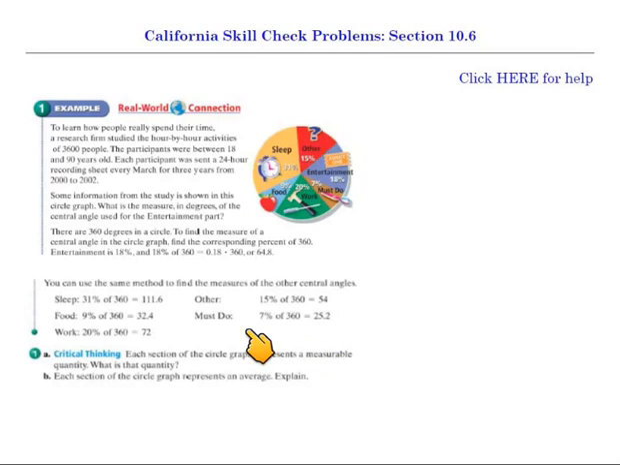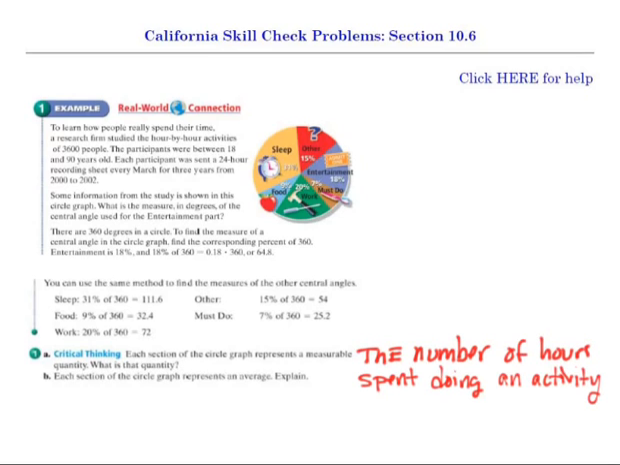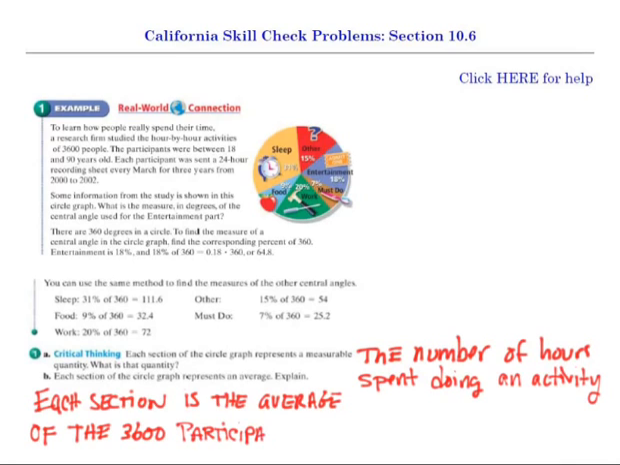And so we're asked down here, each of the circle represents a measurable quantity. What is that quantity? Well, that quantity is the number of hours that were spent doing something. So we could add up for all of the 3,600 people how much time they spent sleeping, and then we have that our total is 24 hours for all 3,600 people. So we could get the number of hours. In terms of each circle represents an average, so it's our average of the 3,600 participants, right? We take our total number of hours, and then we divide it by how much they had for each piece in terms of sleep, food, and whatnot.